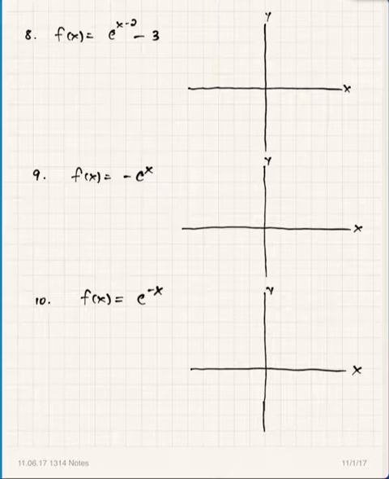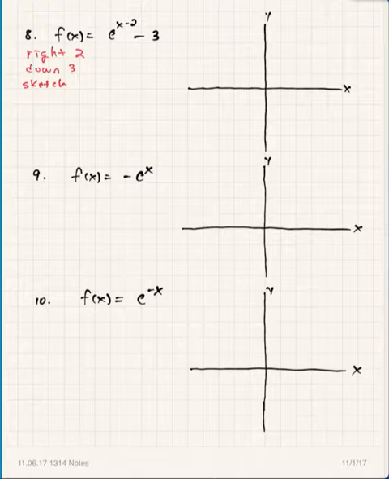Number 8 is a shift to the right 2 because of the x minus 2. So that does not shift the horizontal asymptote, but then you have a shift down 3, and so that is a vertical shift, and so this horizontal asymptote gets shifted down 3 also. So sketch the horizontal asymptote again on this problem, because it's going to be moved, and it's important that you get that in there in order to sketch the correct graph.